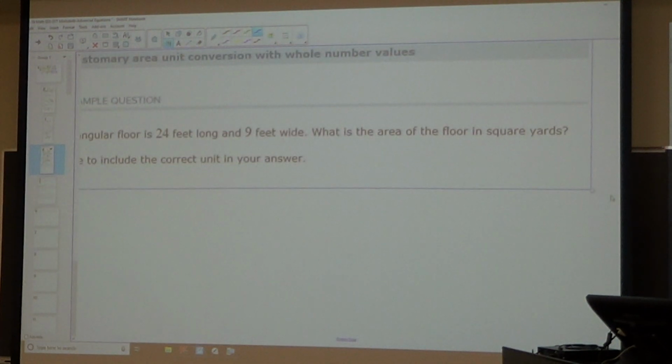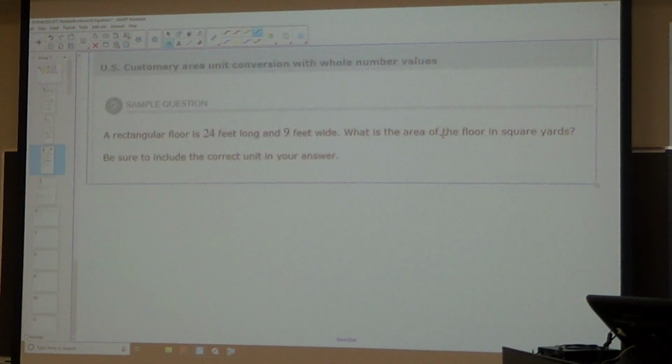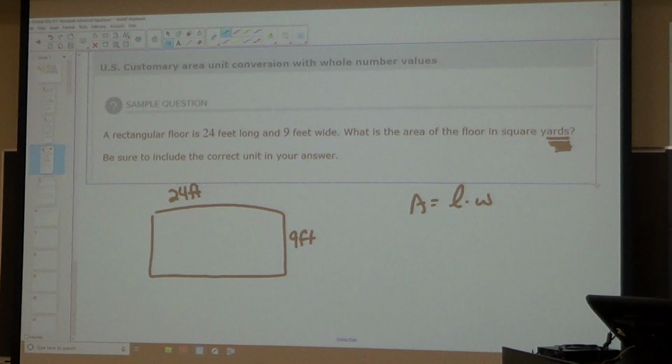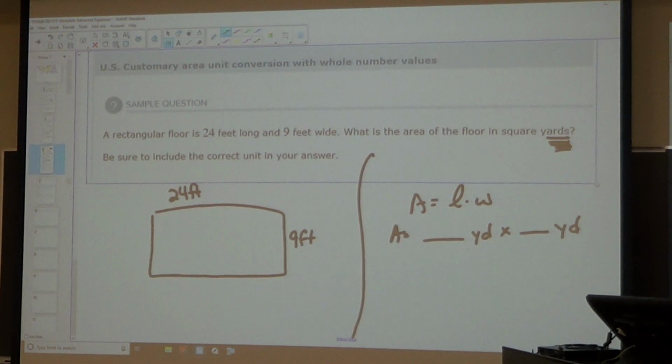All right, a lot of y'all are missing this one. Area. You have a rectangular floor that is 24 feet by 9 feet. We want to know the area of the floor, length times width, but we want to know it in yards. So we need so many yards times so many yards. Well, the problem is we have feet and feet, and we need yards and yards.